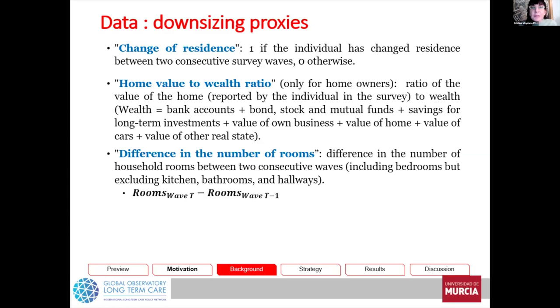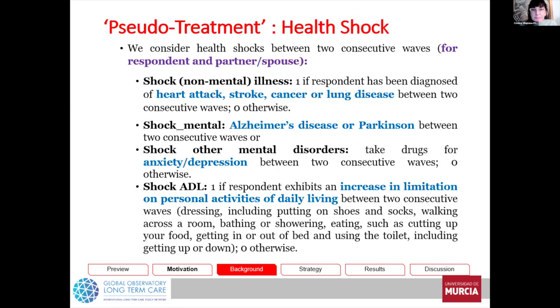And also we have the difference in the number of rooms. For those individuals who have a change of residence, we have information about the number of rooms before and after, including bedrooms, but excluding the kitchen, bathrooms, and hallways. And we compute the difference.